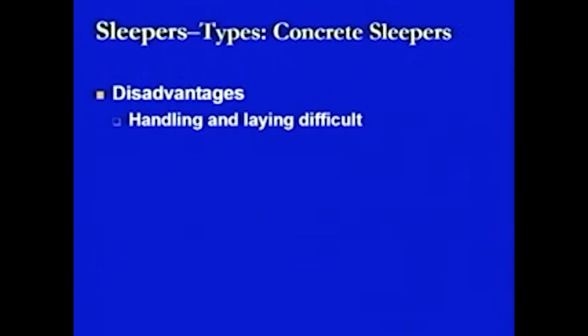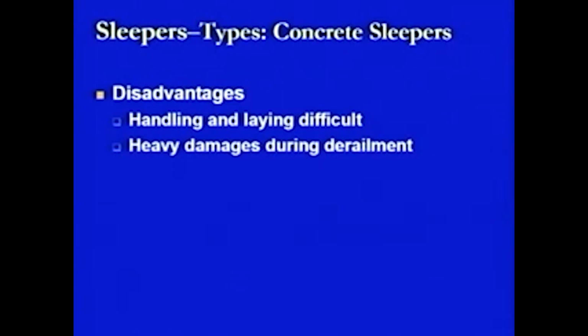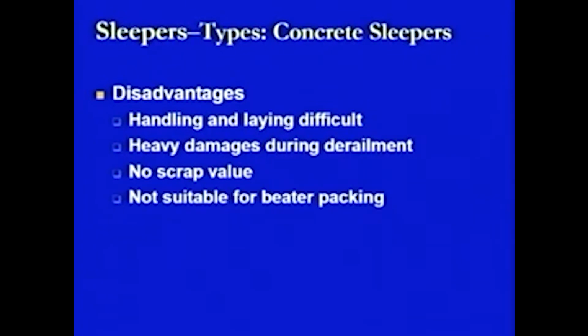One thing is, because of their heavy weight, the handling and laying is difficult. Heavy damages are there in case of a derailment. Because of the material property, concrete loses its strength if it gets damaged. So, if there is any derailment and damage is caused, then the whole concrete sleeper has to be removed and replaced. There is no scrap value in this case, as seen in the wooden sleepers condition 2, whereas in the previous two conditions we were getting a higher scrap value.